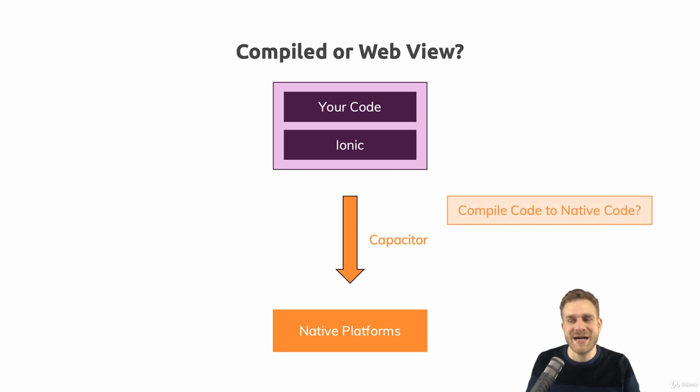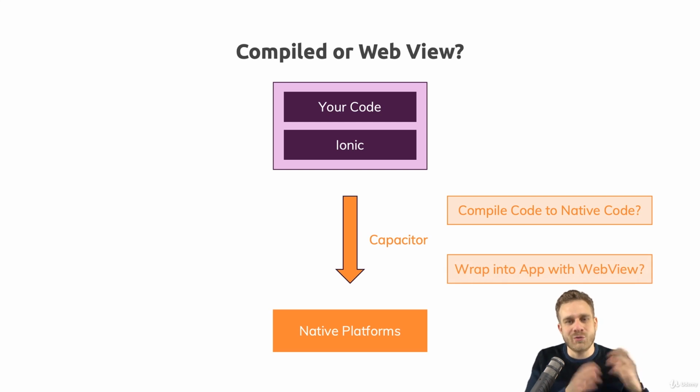We could compile our code to native code. So we could compile the code to Java for Android or to Objective-C or Swift for iOS. And compiling here especially talks about the templates. So a button, an Ion button we have in our template, could be converted into a real native button. Or the alternative, we could wrap our web app into a web view.